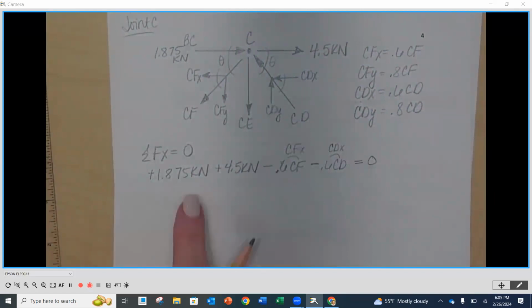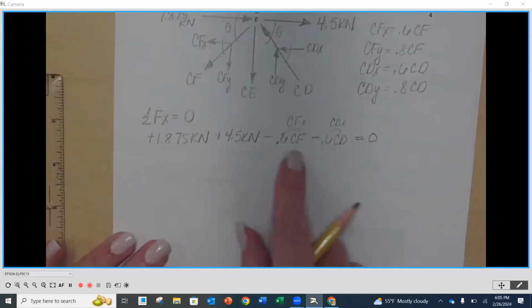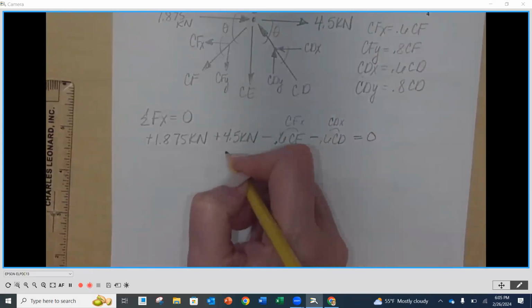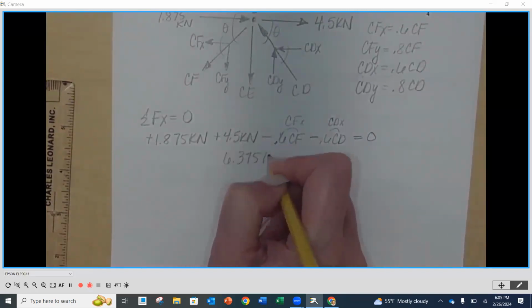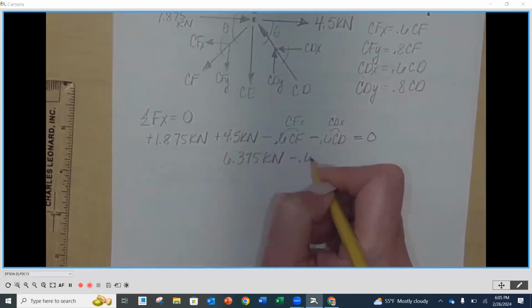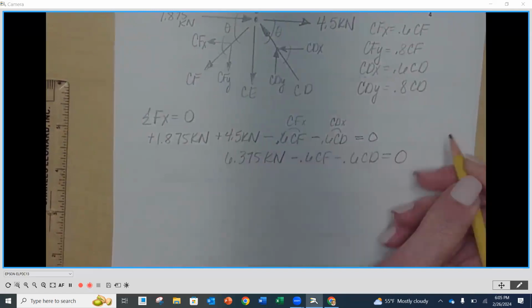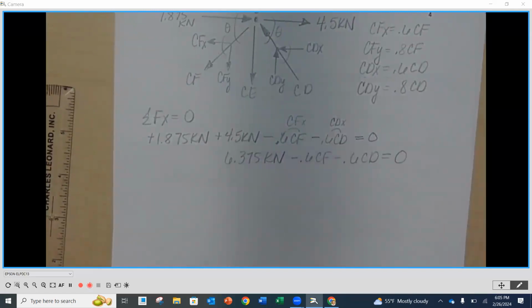Now, what I'm going to do is I'm going to combine what I can on this side. I can't combine these, and we're simply going to say 1.875 plus 4.5. So this is going to be 6.375 kilonewtons minus 0.6 times CF minus 0.6 times CD equal to 0. And that's as far as we can go. There's 2 unknowns, right?